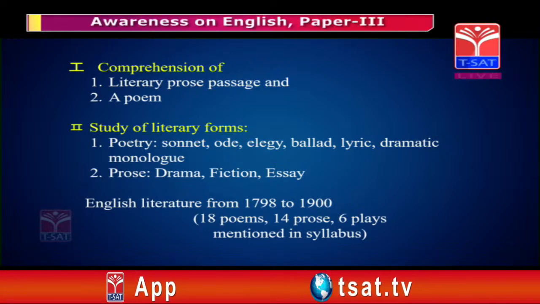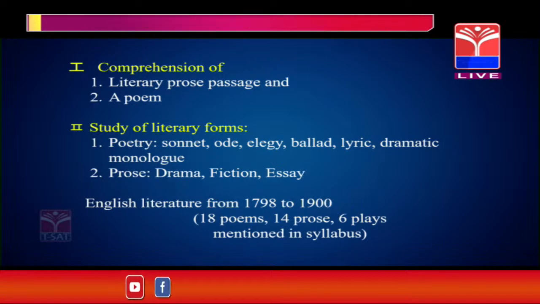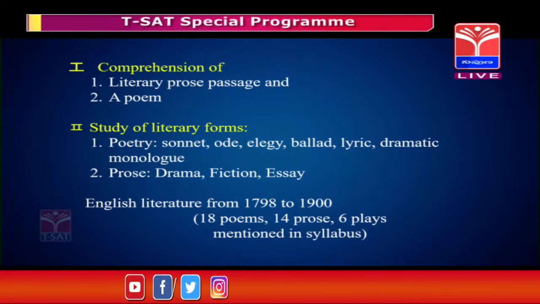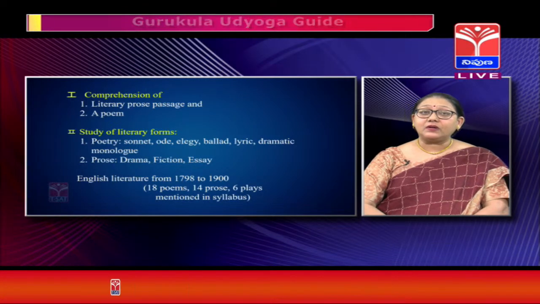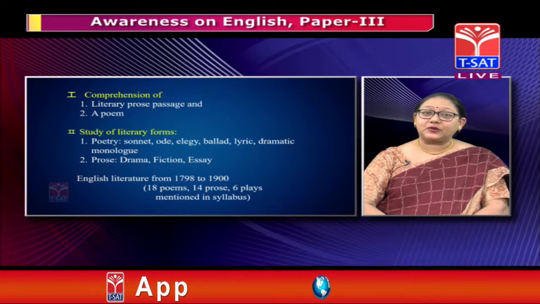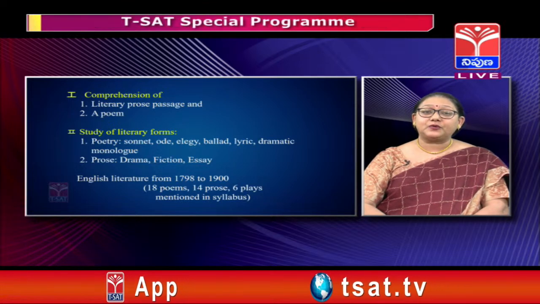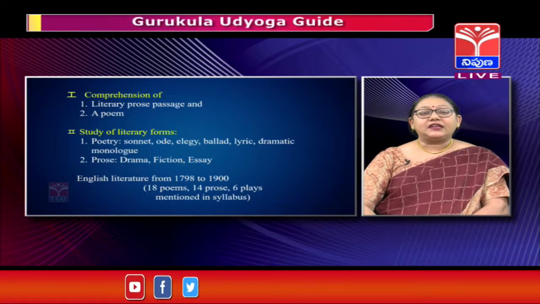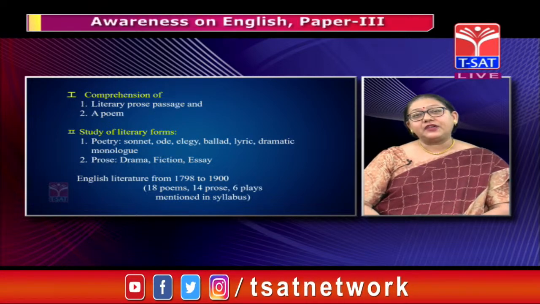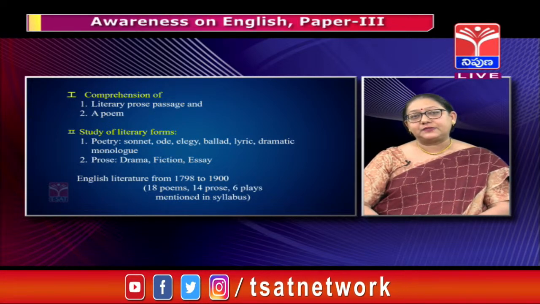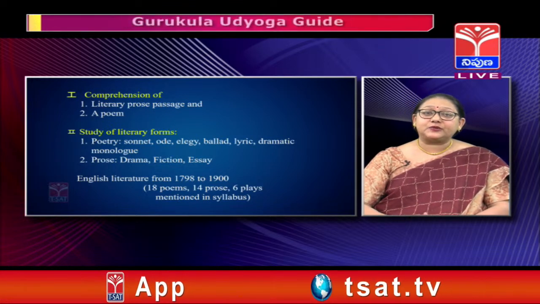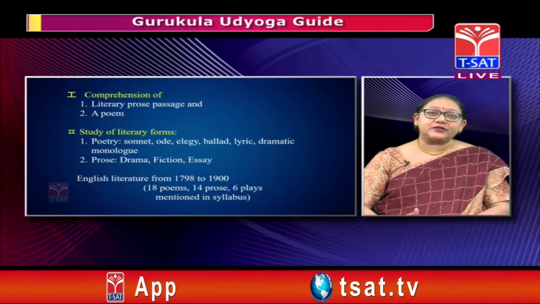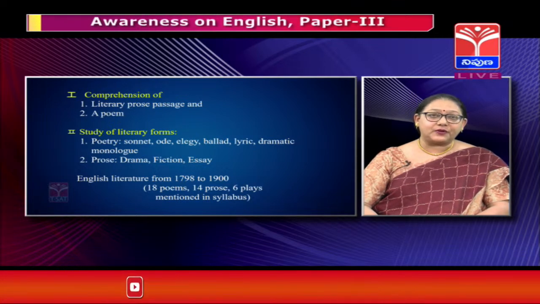If you look at the syllabus closely, it mentions that you need to be aware of English literature from 1798 to 1900. And there is also a long list of literary works which is given there. There are 18 poems, 14 prose and 6 plays which are mentioned in the syllabus. Now since this is such a vast syllabus, we are going to only take an overview of the syllabus and maybe look at some of the tips on how to prepare these things. It is not possible to go into everything in detail, but I will try to give you some tips on how to prepare this for your exam.